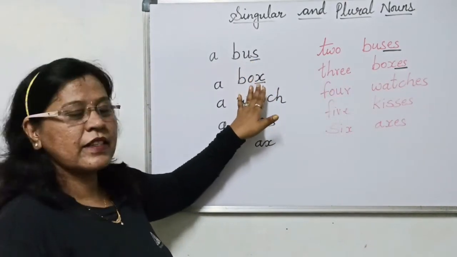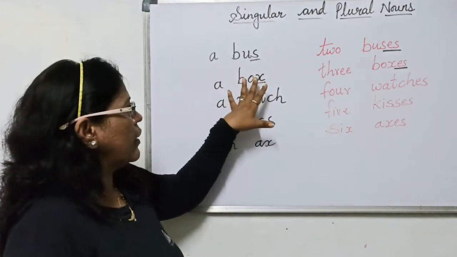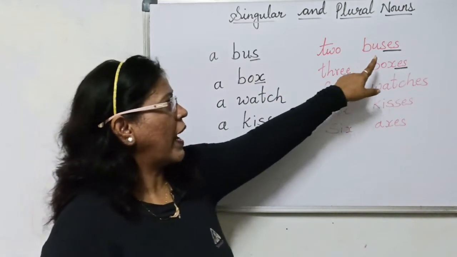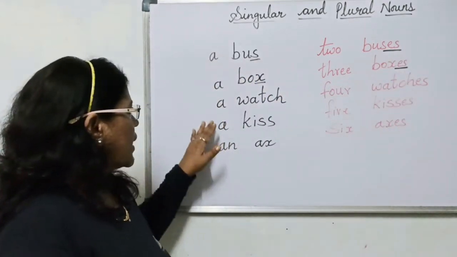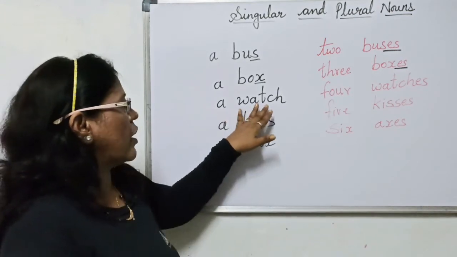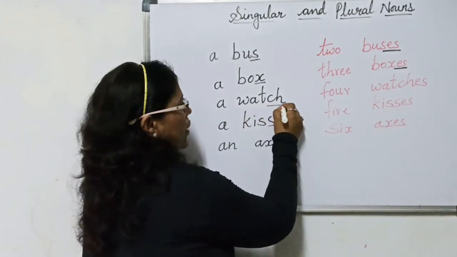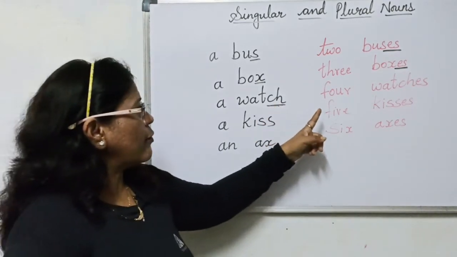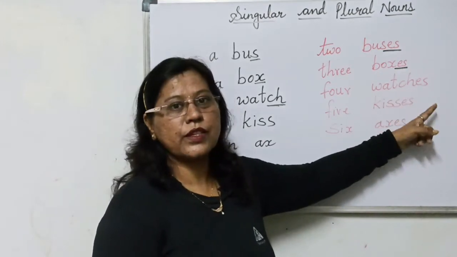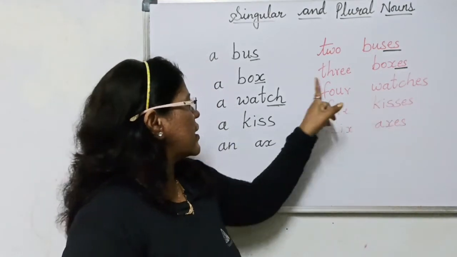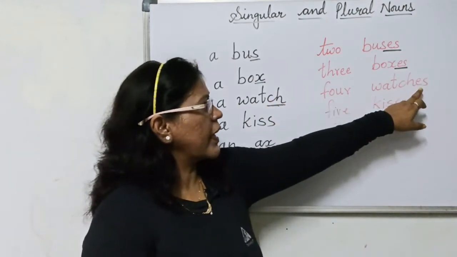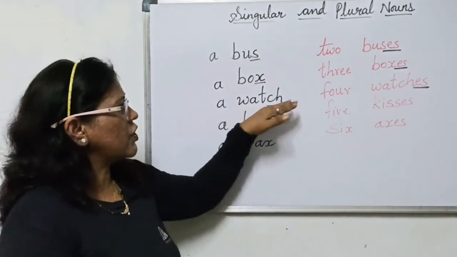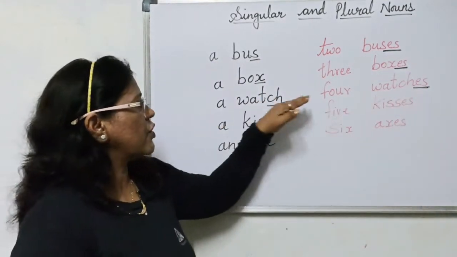So s and x, when that letter comes at the end of the word, s and x, you have to add es to change it into plural form. Then the third word is a watch. Now here watch, okay, the words which end with ch, that time also you have to add es to make it into a plural form, okay. Four watches, watch, ch means again you have to add es to change it into plural form. A watch, four watches.